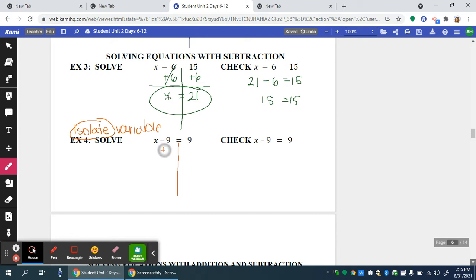So in order to do that, we have to add 9 to both sides. That cancels out my 9s, and my x is now isolated. It's now alone. 9 plus 9 is 18. And now I need to double check. Is in fact 18 minus 9 equal to 9? 18 minus 9 is 9. So yay, x equals 18.